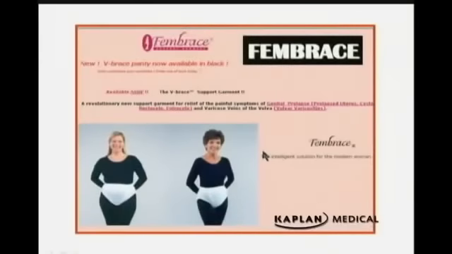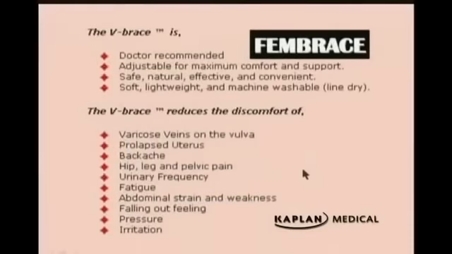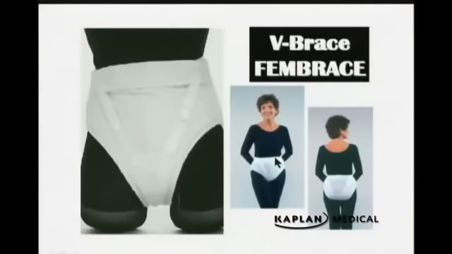This was an interesting internet site advertising for Fembrace. What's it for? For genital prolapse, prolapse uterus, cystocele, rectocele, enterocele. What else will it take care of? Why, it will take care of varicose veins on the vulva, prolapse uterus, backache, hip pain, leg pain, pelvic pain, urinary frequency, fatigue, almost anything that is bothering you. Why, you just get a Fembrace. What do you think of that? Well, I don't know. But there it is.